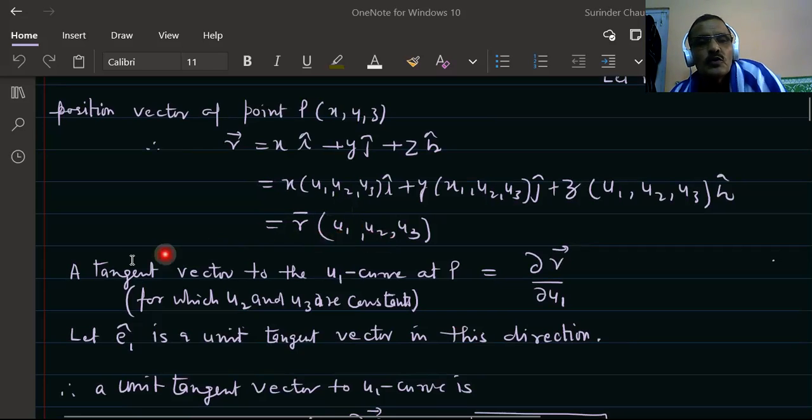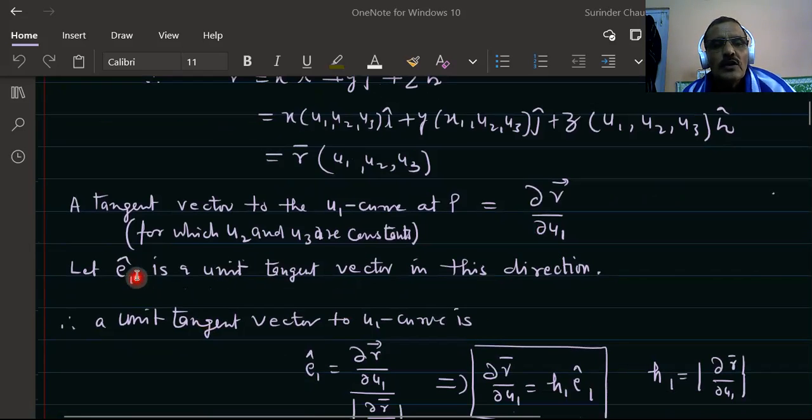Now let us find the tangent vector to the u1 curve at point P. A tangent vector to the u1 curve at point P is the partial derivative of the r vector with respect to u1. What is this u1 curve? The u1 curve is the curve of intersection of two surfaces: u2 equal to c2 and u3 equal to c3 together represent the u1 curve. This curve is the intersection of these two surfaces.